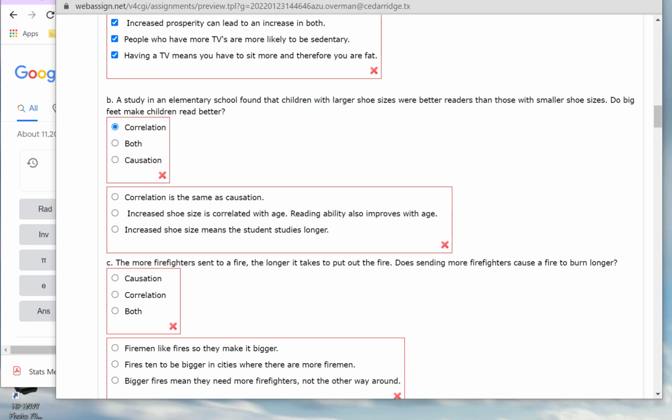Actually, you know what? I am going to pause. Okay, so this is definitely not causation. So increased shoe size is correlated with age. Reading ability also improves with age.